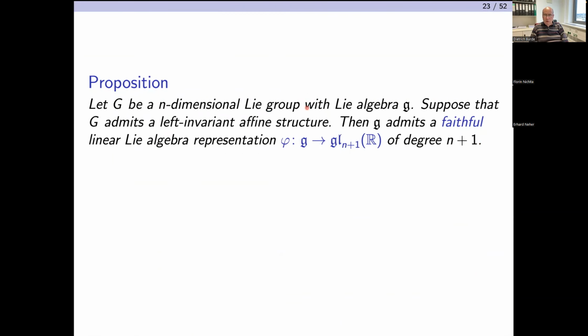But one tool is very important. If you're working on the Lie group, you want to transfer these properties as much as you can to the Lie algebra. And this left-invariant affine structure has one interesting consequence, namely that your Lie algebra admits a faithful representation of a rather small degree. Why small? Well, this is n-dimensional, and this is n+1 dimensional, and it should be faithful. It turns out that this is often not possible: some Lie algebras cannot be represented with such small matrices.